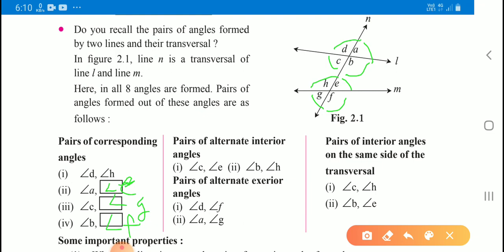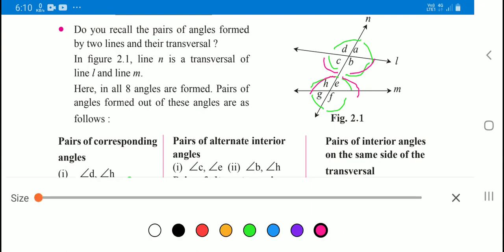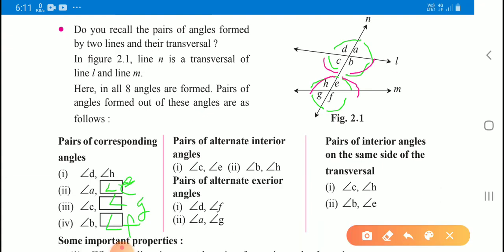Now we will see the pairs of alternate interior angles. These are, look, alternate angles interior, which are these? C and E, as well as B and H. These are the pairs of alternate interior angles. Now we will see the pairs of alternate exterior angles. Now which are these? Look here, this D and F. Okay, now which pair remain? A and G. This is the pair of alternate exterior angles.